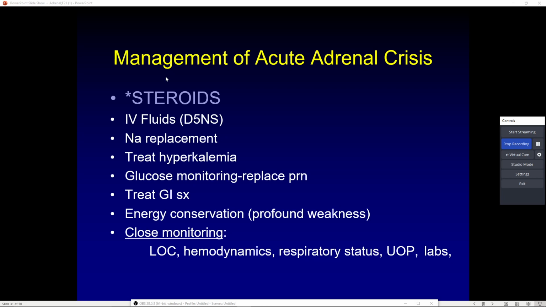Energy conservation, profound weakness, close monitoring of level of consciousness, hemodynamics, respiratory status, urine output, and labs. We're looking at all that. But this really isn't anything special. This is a common day in the ICU. This is just normal stuff we monitor. We already look at all this anyway.